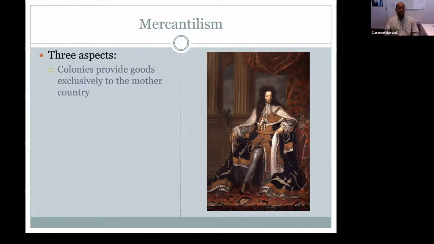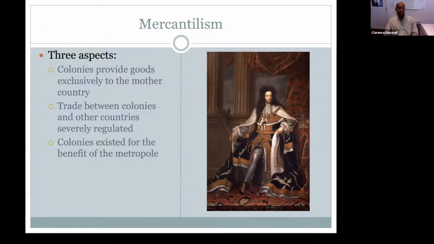So mercantilism works upon this notion that colonies exist for no other purpose than to provide goods for the mother country, and that trade between countries must therefore be severely regulated by institutions, and that colonies existed entirely for the benefit of the metropole.